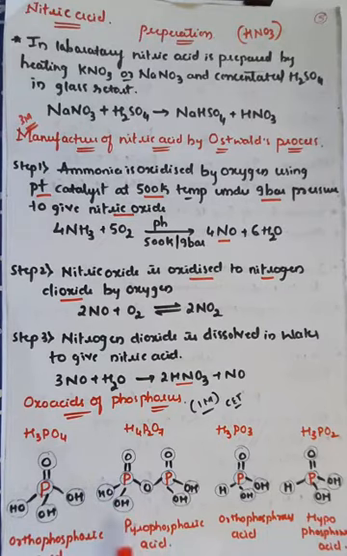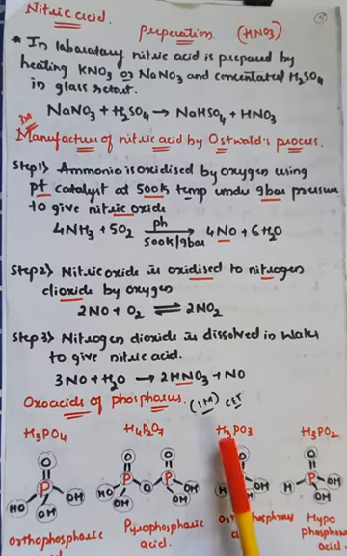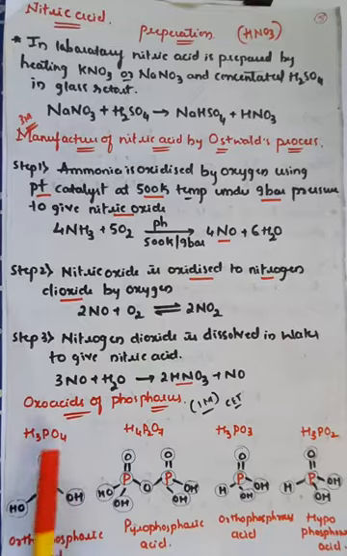That will generally be called pyrophosphoric acid, right? So the molecular formula of pyrophosphoric acid is H4P2O7. And similarly, H3PO3 is orthophosphorus acid, which means if you remove 1 oxygen from H3PO4, it will convert into orthophosphorus acid.